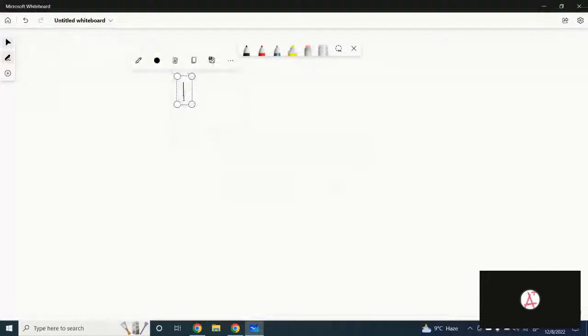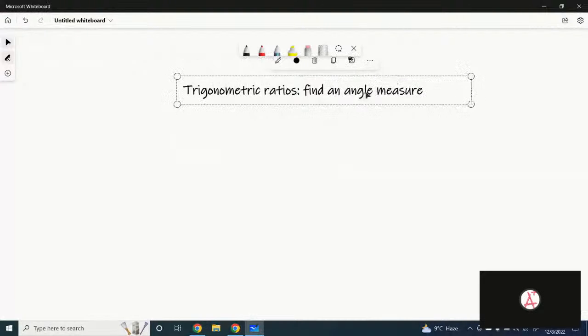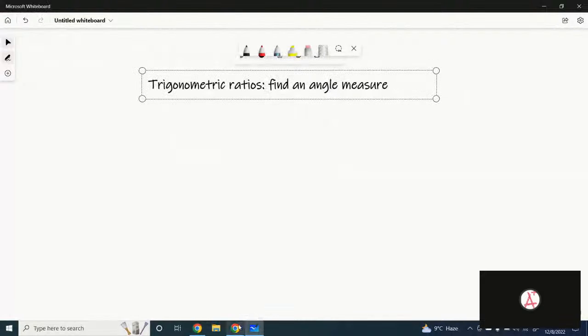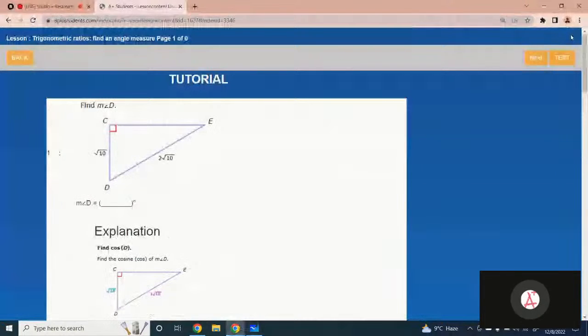Trigonometric ratios, find an angle measure. Okay, we are working on grade 10 maths. The chapter name is trigonometry, and here's the lesson name, trigonometric ratios, find an angle measure. Got it? Okay, let's start with the test.